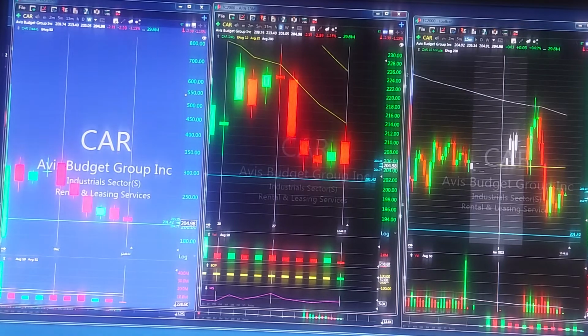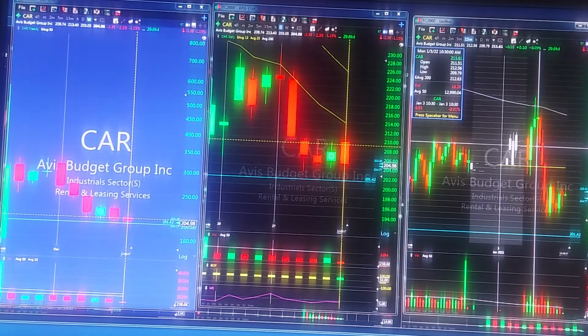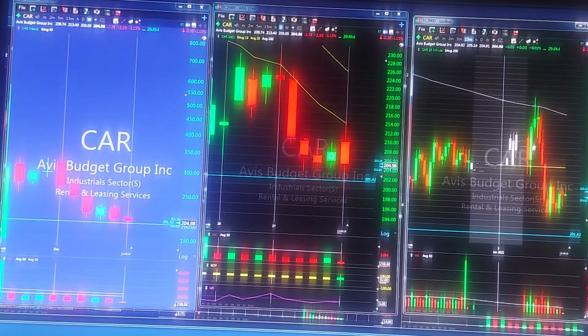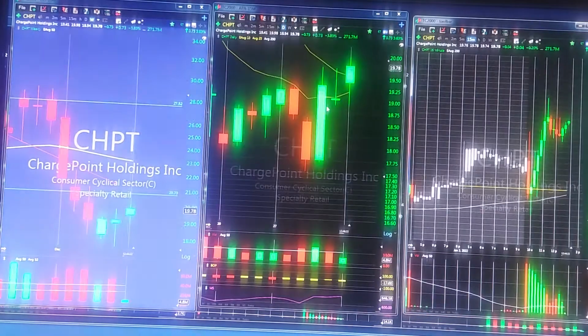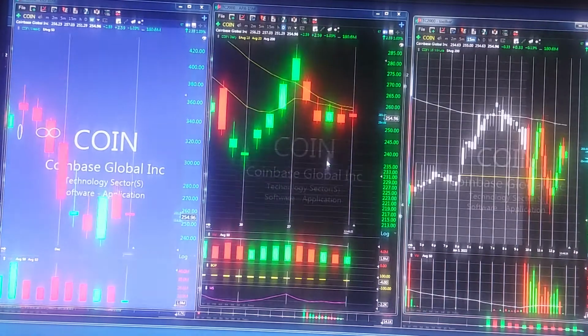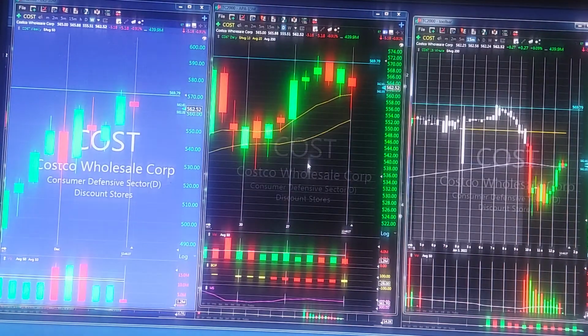So I would have bought it here. Let's just say it went up, and then I would have got stopped out at the midpoint of that 15-minute bar. That's the way I do things. I want immediate follow through. So this would have been a small loss for me probably if I took it. And let's just try to get to one more that has a Coinbase, Costco.